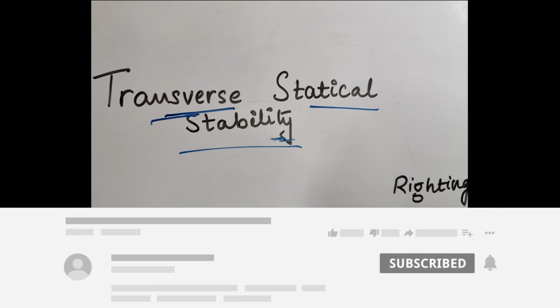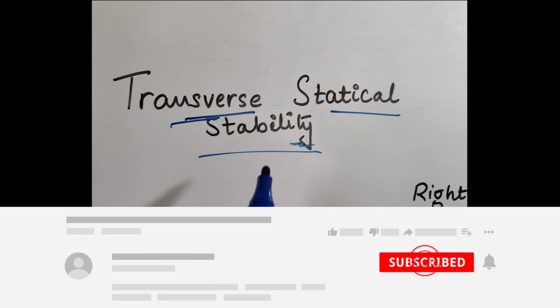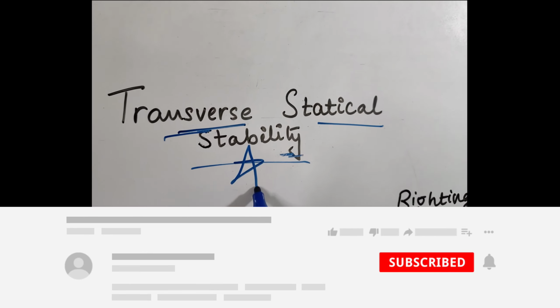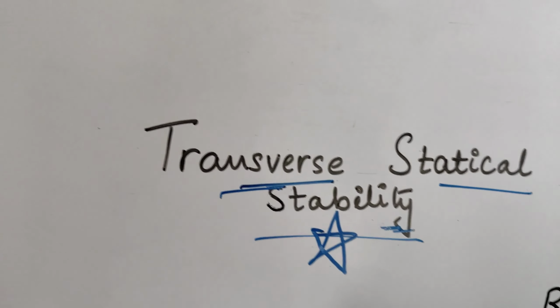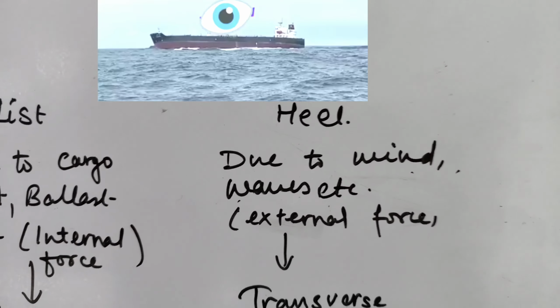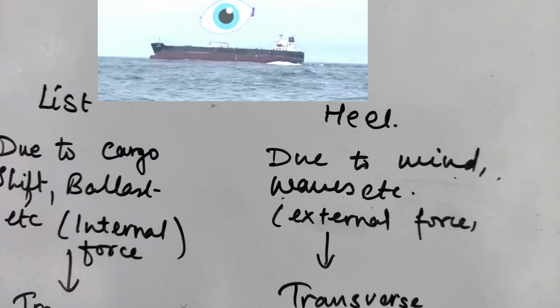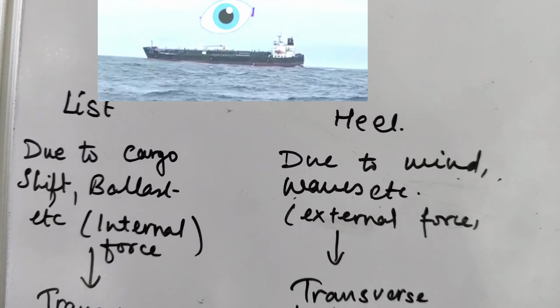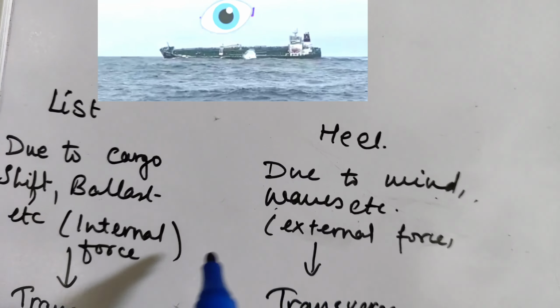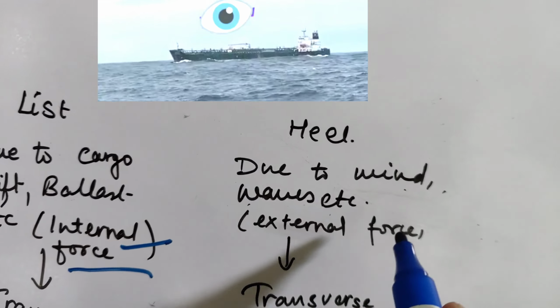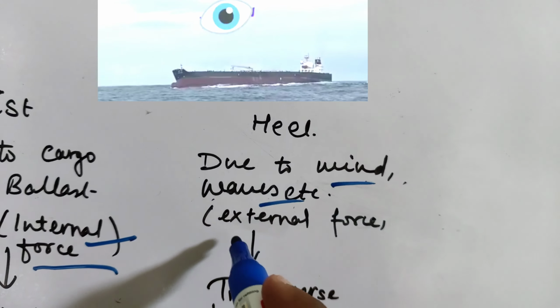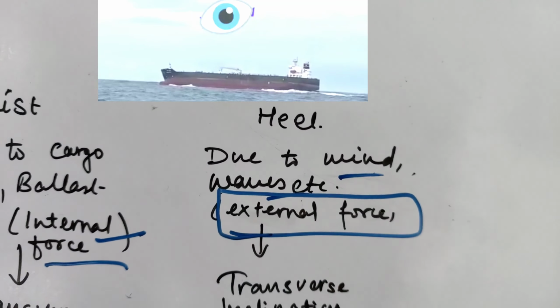Hello and welcome. In this video I'm going to discuss transverse statical stability. First we will discuss the difference between list and heel. List is due to cargo shift, ballast, or you can say internal forces, whereas heel is due to wind, waves and external forces.